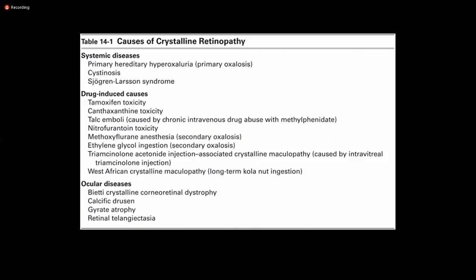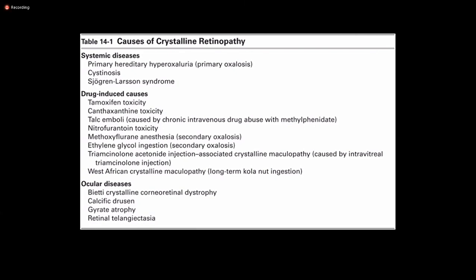Here is a table I just took right from the book. This talks about the causes of crystalline retinopathy. So think of not just drugs, but think about systemic diseases: hyperoxaluria, primary oxalosis, cystinosis, Sjogren-Larsen syndrome. The drug-induced causes we've talked about already, so tamoxifen, canthaxanthine.